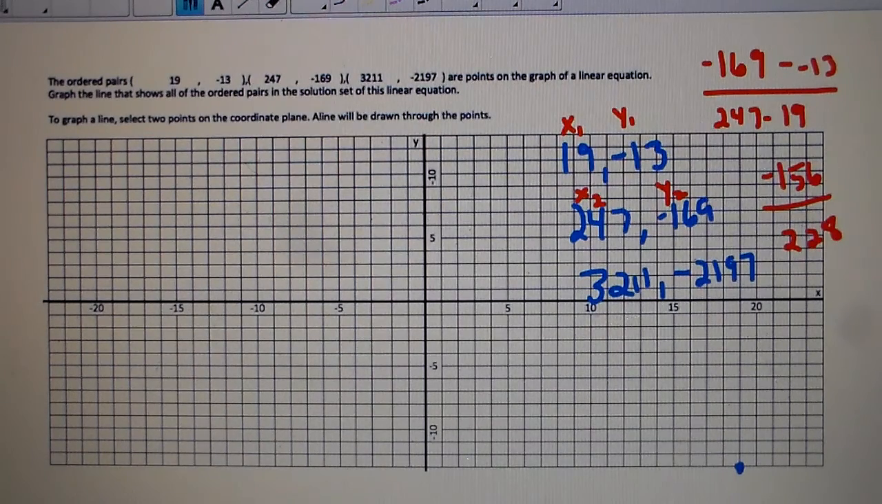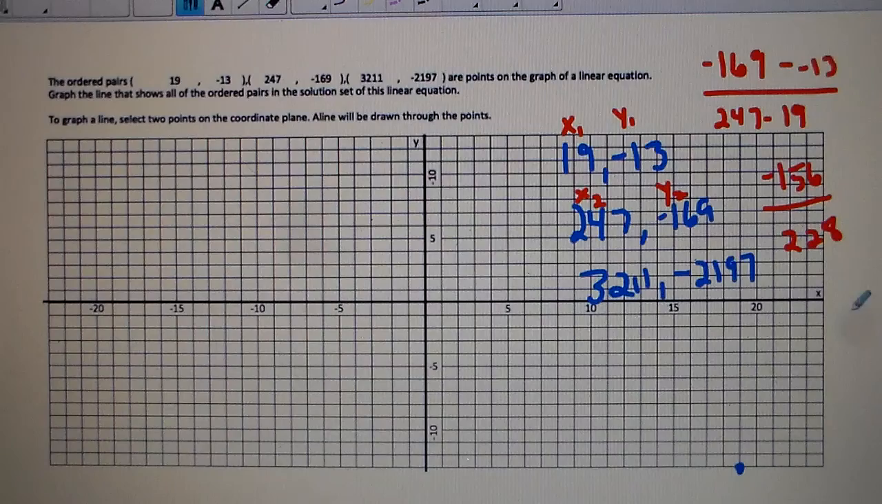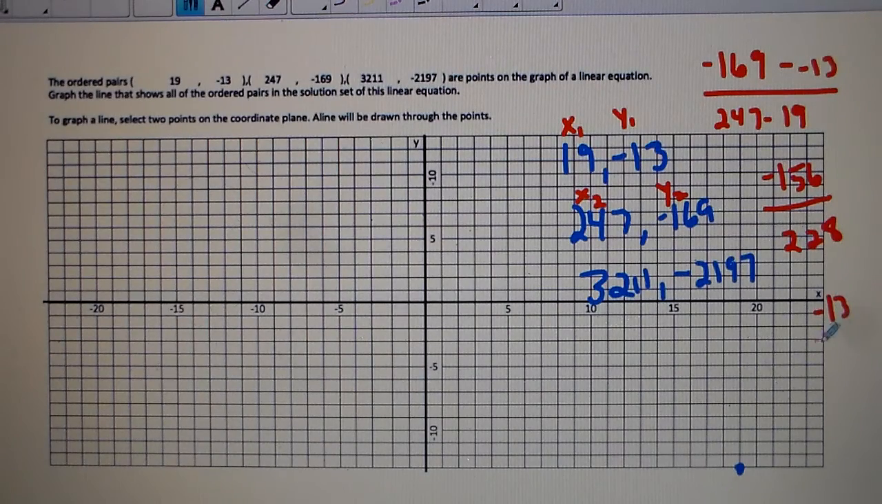So we got a pretty ugly looking fraction, but we can simplify it by putting it in the graphing calculator. Negative 156 divided by 228, hit math 1, enter, and we get negative 13 over 19. Unfortunately, we can't go 13 down because it's off the graph. When we have that scenario with the one negative, we can move that negative to the bottom of the fraction. So we could have 13 over negative 19.